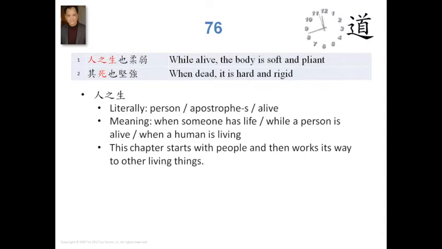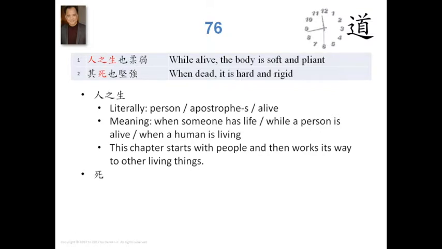So note that in this particular chapter, the first line is about people, and then the line below the first 2 lines, on line 3, it'll also talk about animals, plants, insects, etc. The 10,000 things. So we'll get there when we get there. For now, we're just focusing on people, and then later on, we will work our way to other living things. Living creatures, things that are alive.